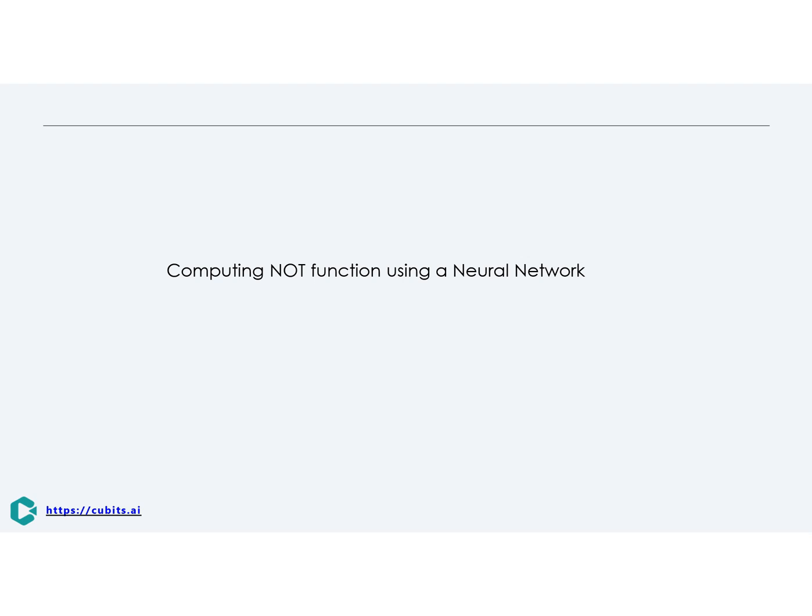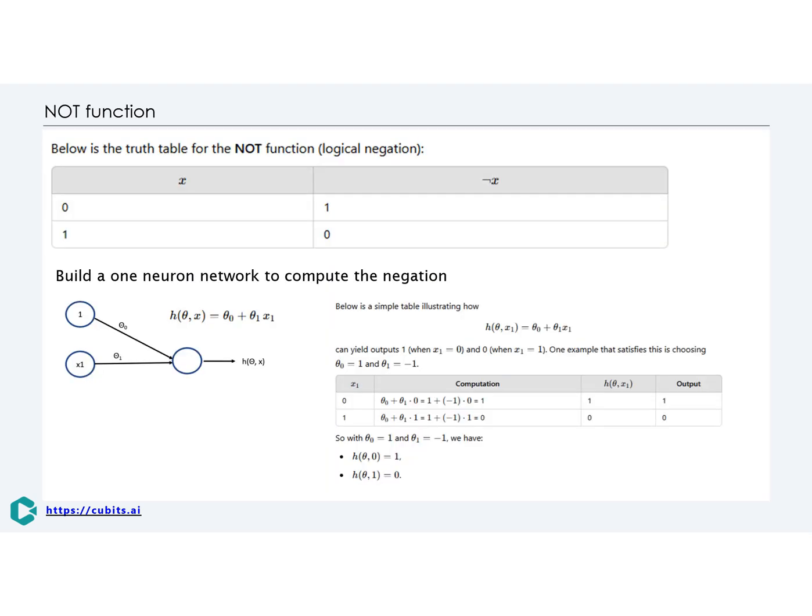Let's take a look. Unlike the AND and OR functions, the NOT function involves just a single input, which it inverts. So if the input is 0, the output will be 1, and vice versa. Think of this network as a switch that flips the signal. The challenge lies in setting the right weight and threshold to achieve this inversion accurately.